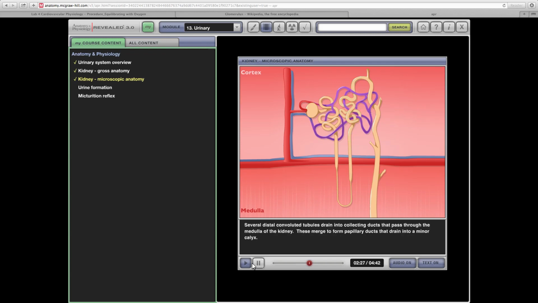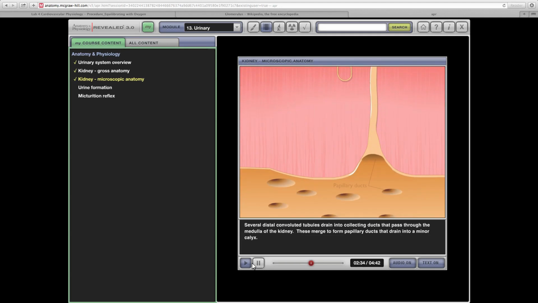Several distal convoluted tubules drain into collecting ducts that pass through the medulla of the kidney. These merge to form papillary ducts that drain into a minor calyx.